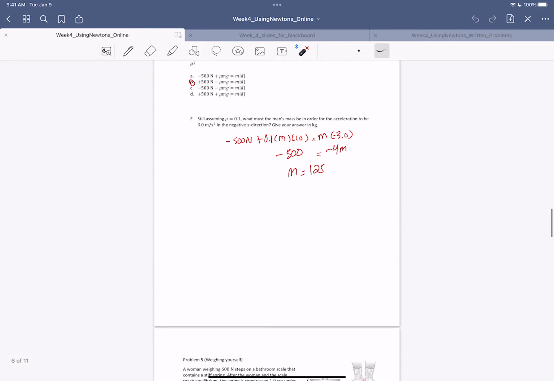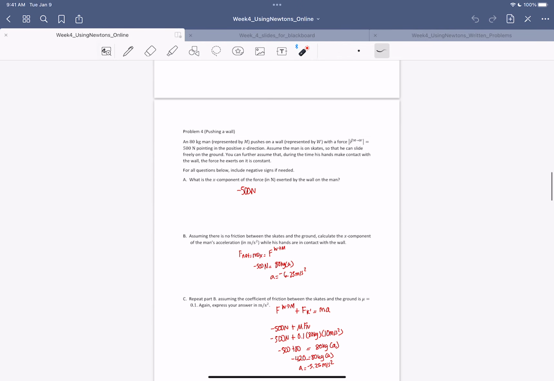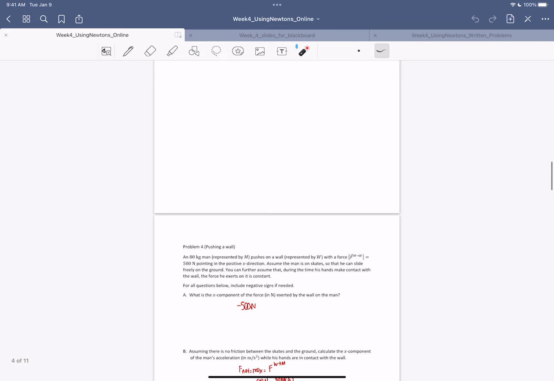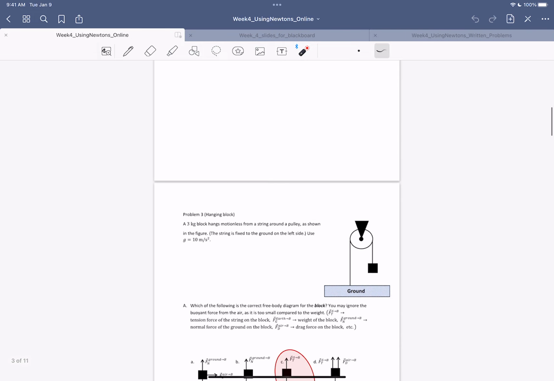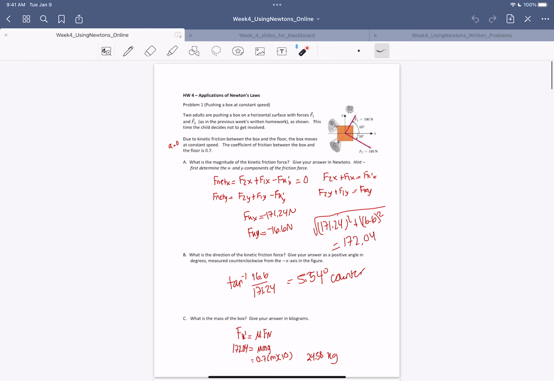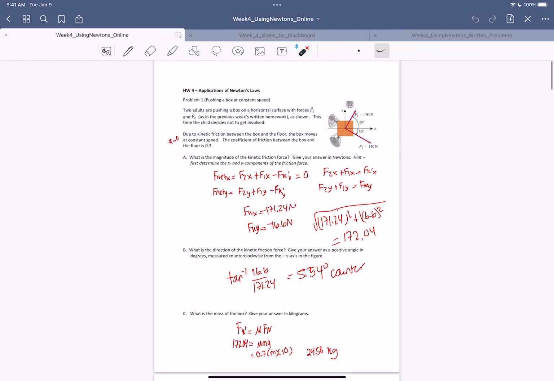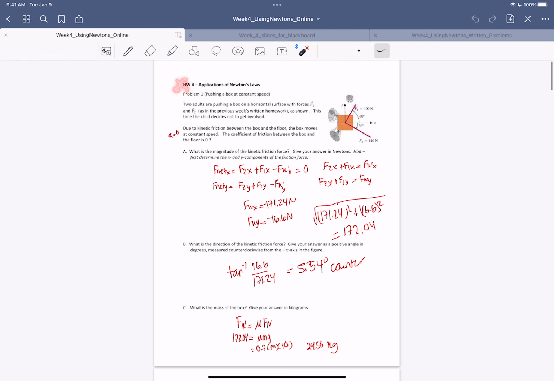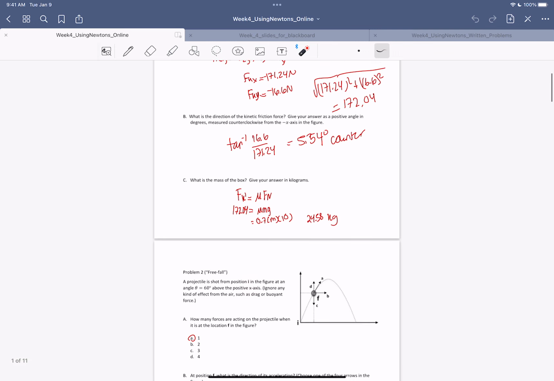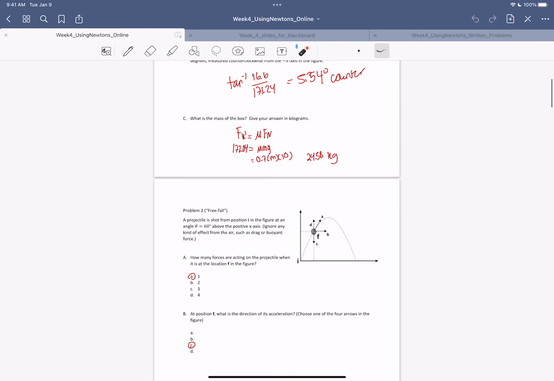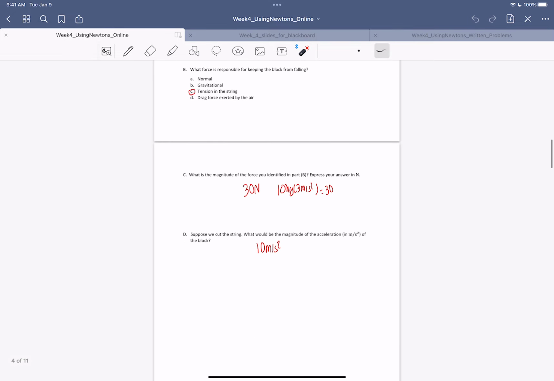For the online homework, I would take anything that talks about springs just to review. Problem 4 is multi-step. I got a lot of questions about problem 4, so I'd recommend going over that as well. Let's see here. This problem 1 is good because it has a lot of the forces interacting with each other, and it's a little bit long-winded, so it's good practice mathematically for Newton's laws again.